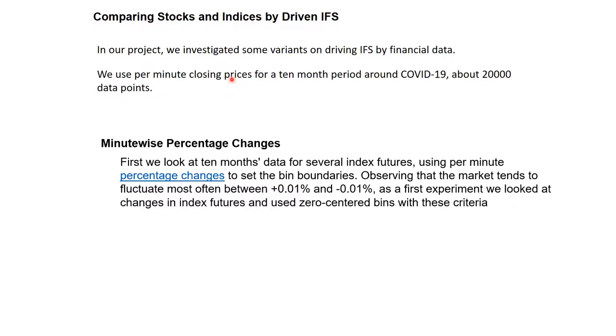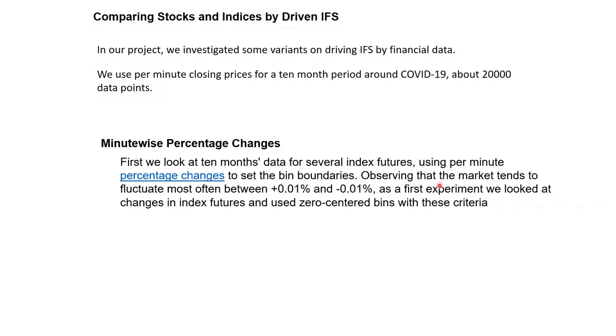Our first challenge was to divide the stock market price into four bins, because for a chaos game played for a unit square, the driven IFS, we need four different categories. So how to categorize these closing prices of a stock into four different categories? So what we did, we looked at the 10 months of data for several index futures, like the index funds for different countries, using every minute percentage changes, how every minute the stock prices are changing. And we set the bin boundaries.